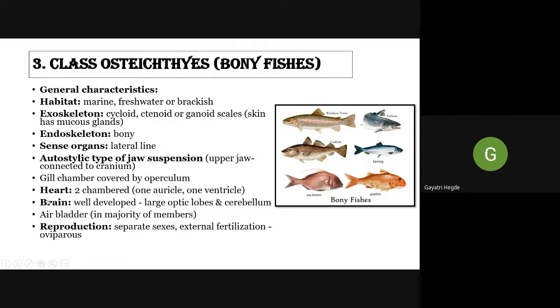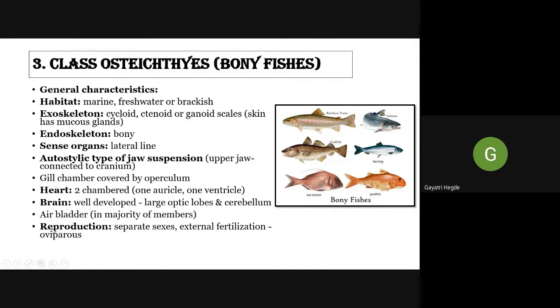Coming to the brain, the brain is very well developed. It has very large optic lobes. Can you see the optic lobes? The eyes are very prominent in bony fishes. Optic lobes are very well developed, and the cerebellum is also very large. An air bladder is present in the majority of members. There the swim bladder was absent. Here you can find air bladders.